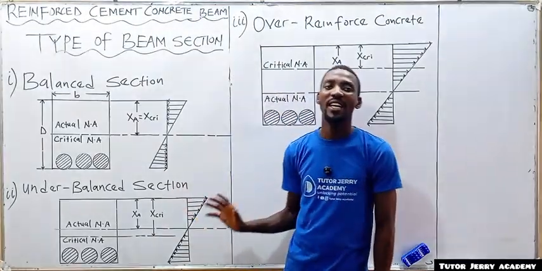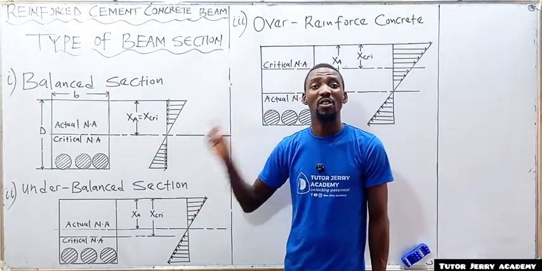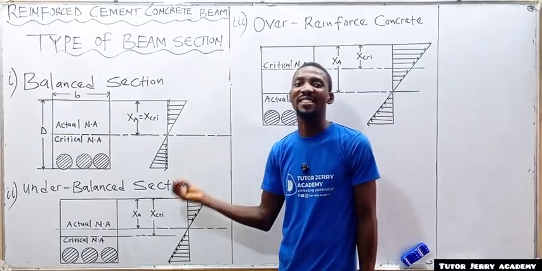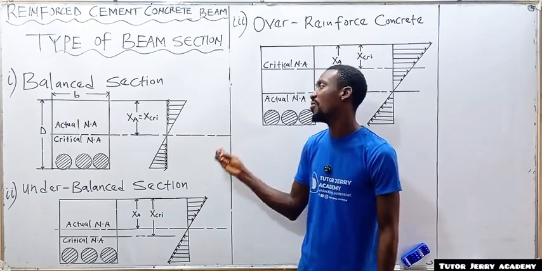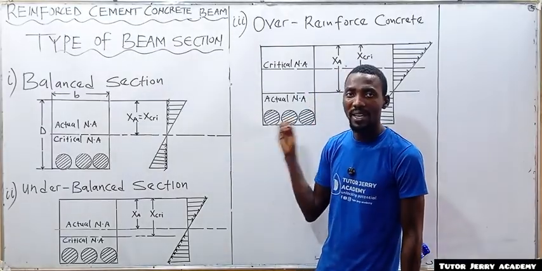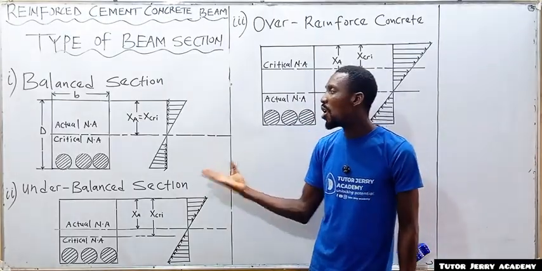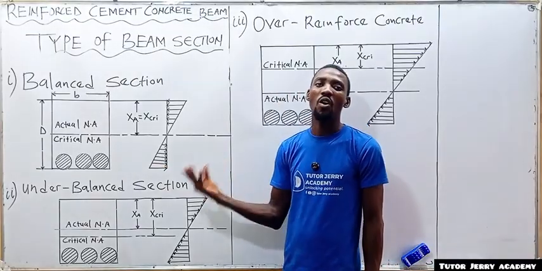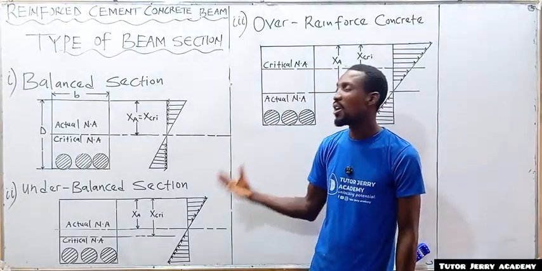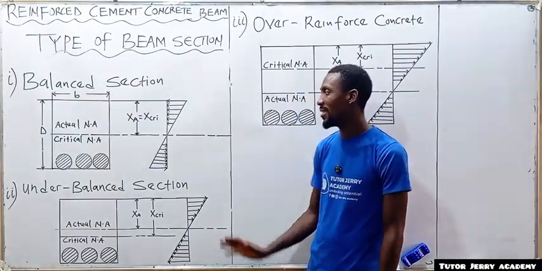Now, the second thing you need to note here is that the permissible strength of steel and concrete are achieved at the same time. That's the second thing that you need to note. And the third thing that you need to note here is that failure of steel and concrete occur at the same time. The failure of steel and that of concrete occur at the same time. All right, so that's everything about the balanced section.